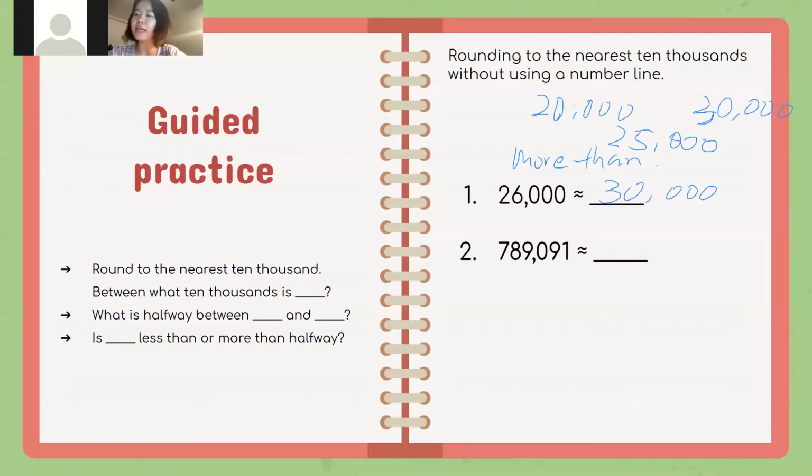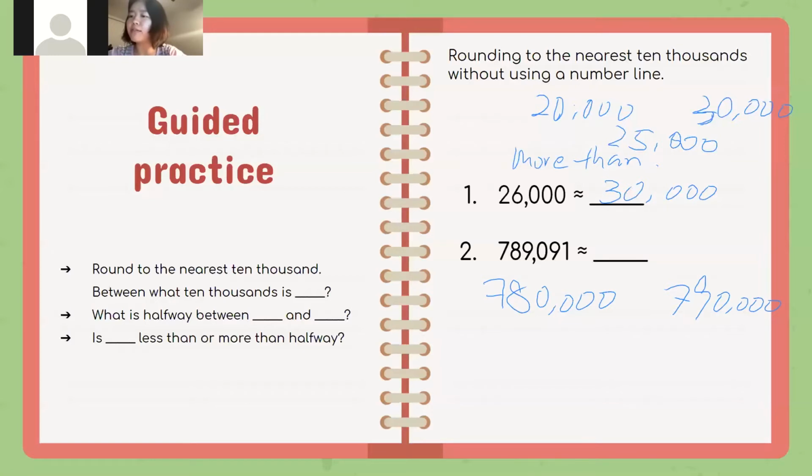Okay, and our second number is 789,091. And round to the nearest 10,000, between what two 10,000s is 789,091? It will be 78 10,000 and 79 10,000. And what is the halfway between 780,000 and 790,000?